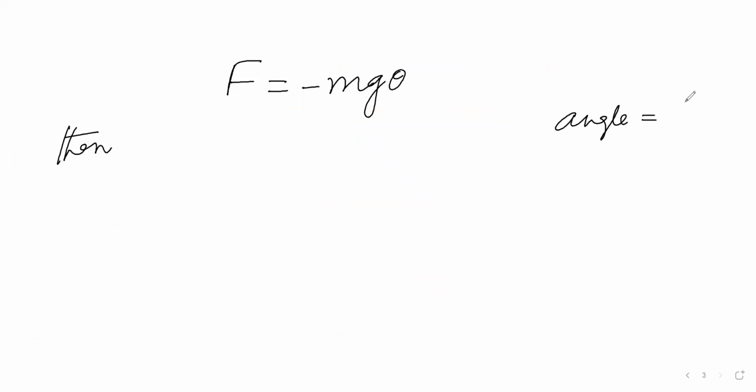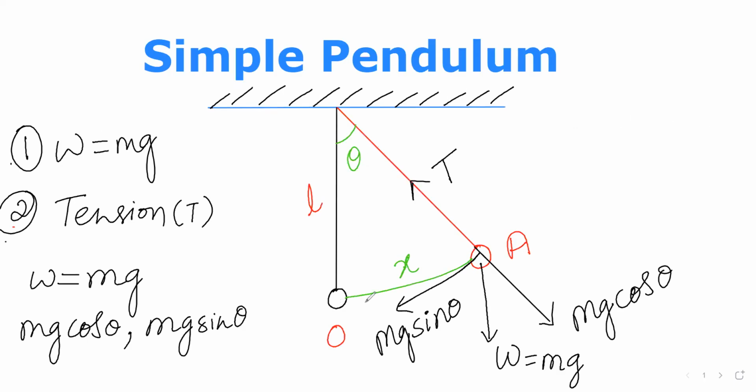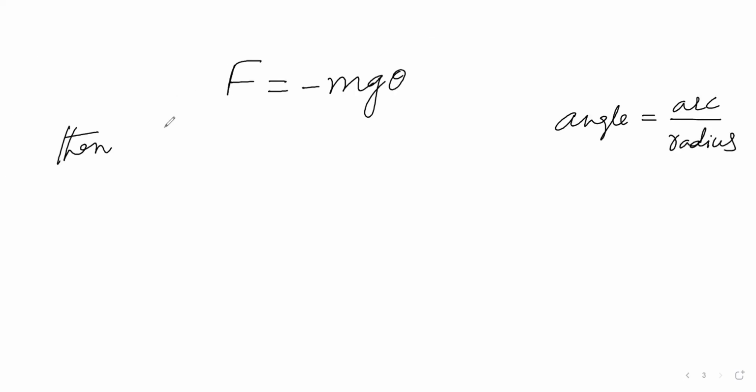Angle equals arc by radius. That is the basic formula. And here, what is the angle theta? Arc is the x and radius is the L. Then I can write it as theta equals arc, which is OA, divided by radius L. Then theta can be taken as theta equals x divided by L.